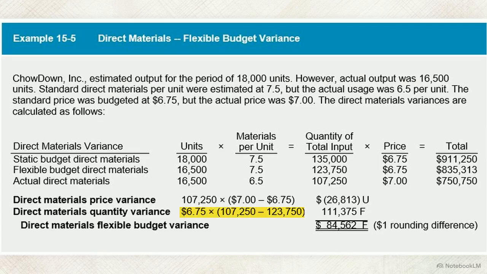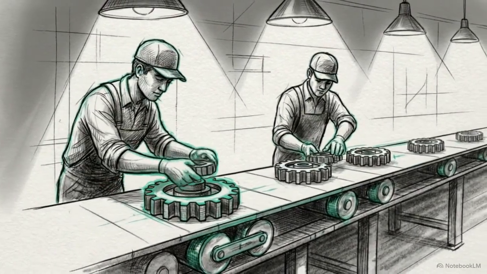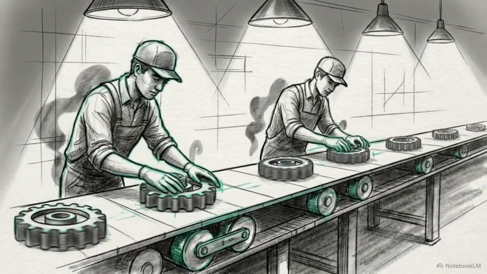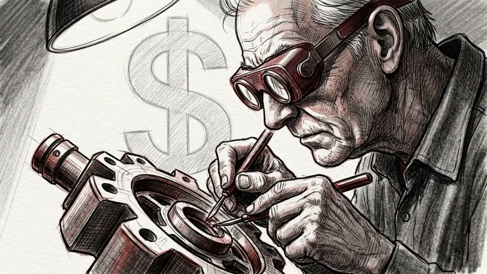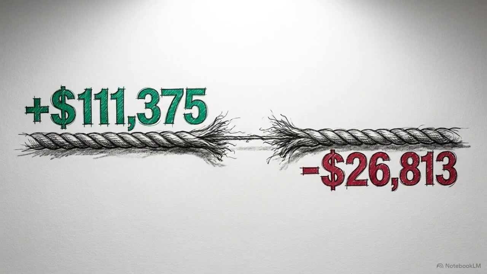A savings of 16,500 units of material multiplied by the standard price yields a favorable variance of $111,375. This result typically suggests very high production efficiency, with workers reducing waste and spoilage far below their expected levels. However, highly efficient material usage can also stem from using slower, more expensive skilled labor. In that case, the material savings are simply being traded for labor cost overruns. Mathematical isolation reveals that the total variance is a departmental tug-of-war, a $111,000 production victory masking a $26,000 purchasing deficit.